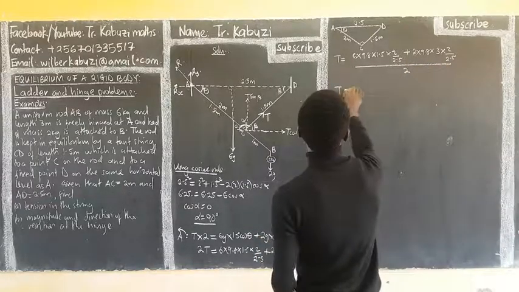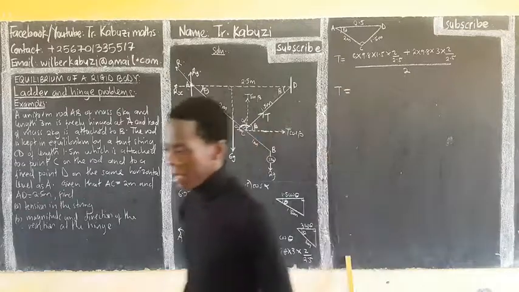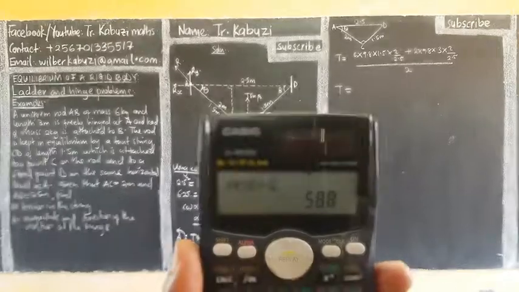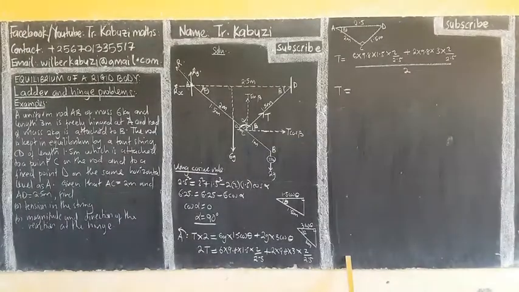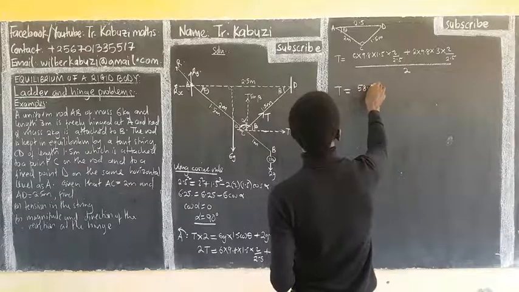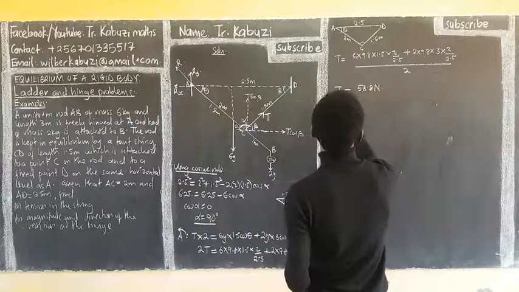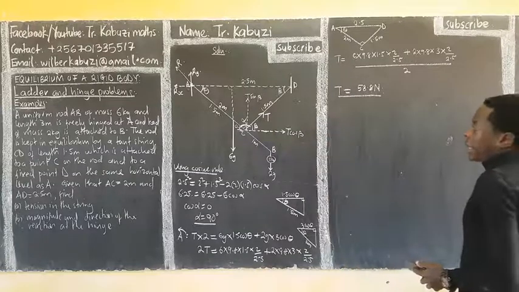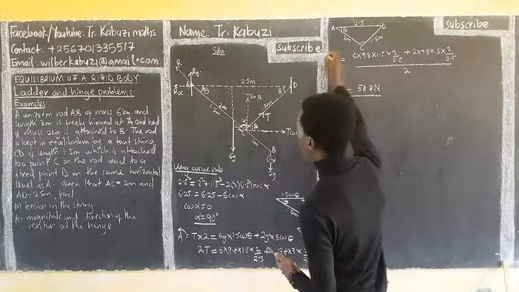And so from there, my T is going to be, on my calculator, I think you can see the answer I've got there. So my answer, the T is 58.8 newtons. So that's the tension in the string. Okay. So that is part A.